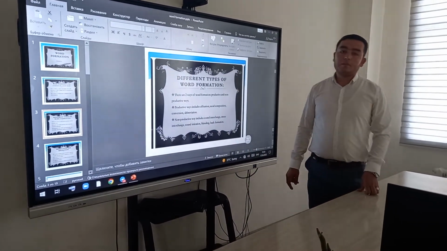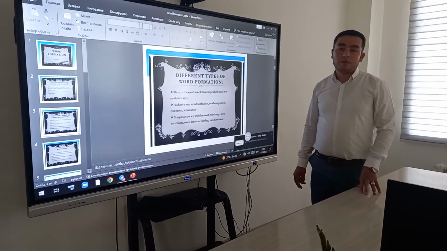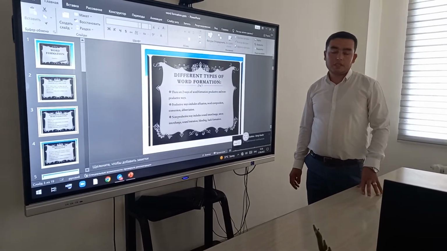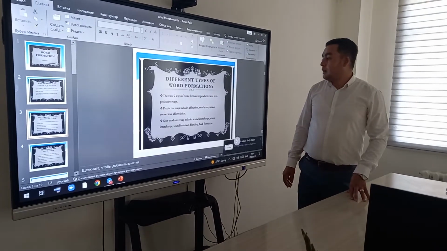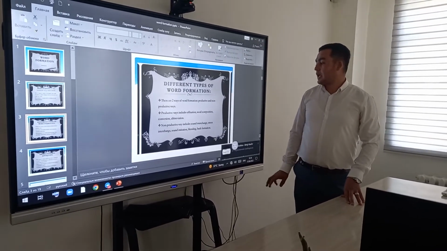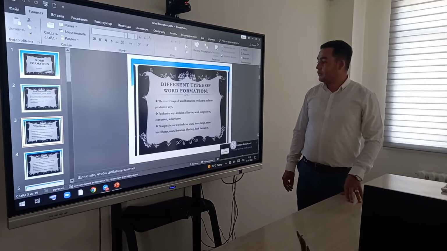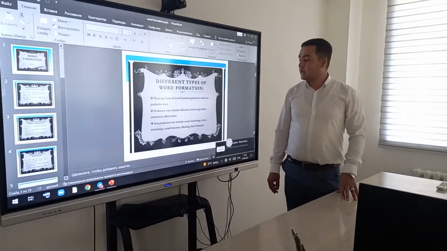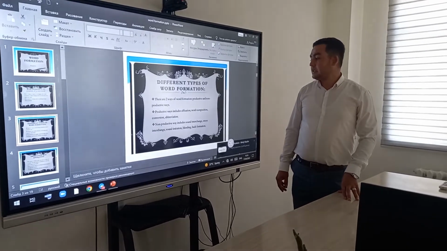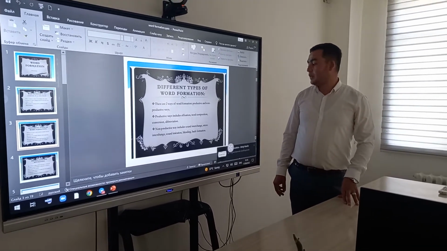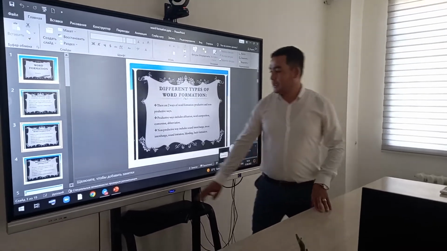There are different types of word formation. The first one is productive ways of word formation, and the next one is the non-productive ways of word formation. Productive ways include affixation, word composition, conversion, and abbreviation. Non-productive ways include sound interchange, stress interchange, sound imitation, blending, and back formation.